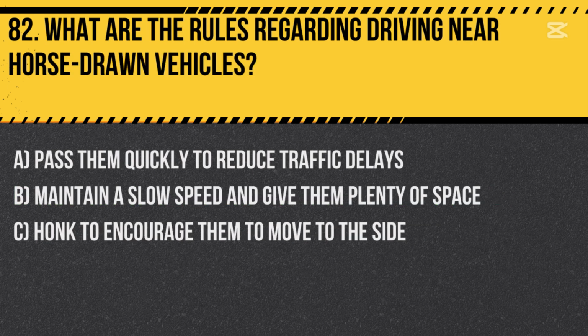Question 82. What are the rules regarding driving near horse-drawn vehicles? A. Pass them quickly to reduce traffic delays. B. Maintain a slow speed and give them plenty of space. C. Honk to encourage them to move to the side. Answer: B. Maintain a slow speed and give them plenty of space. Horse-drawn vehicles require extra consideration for the safety of the animals and their drivers.